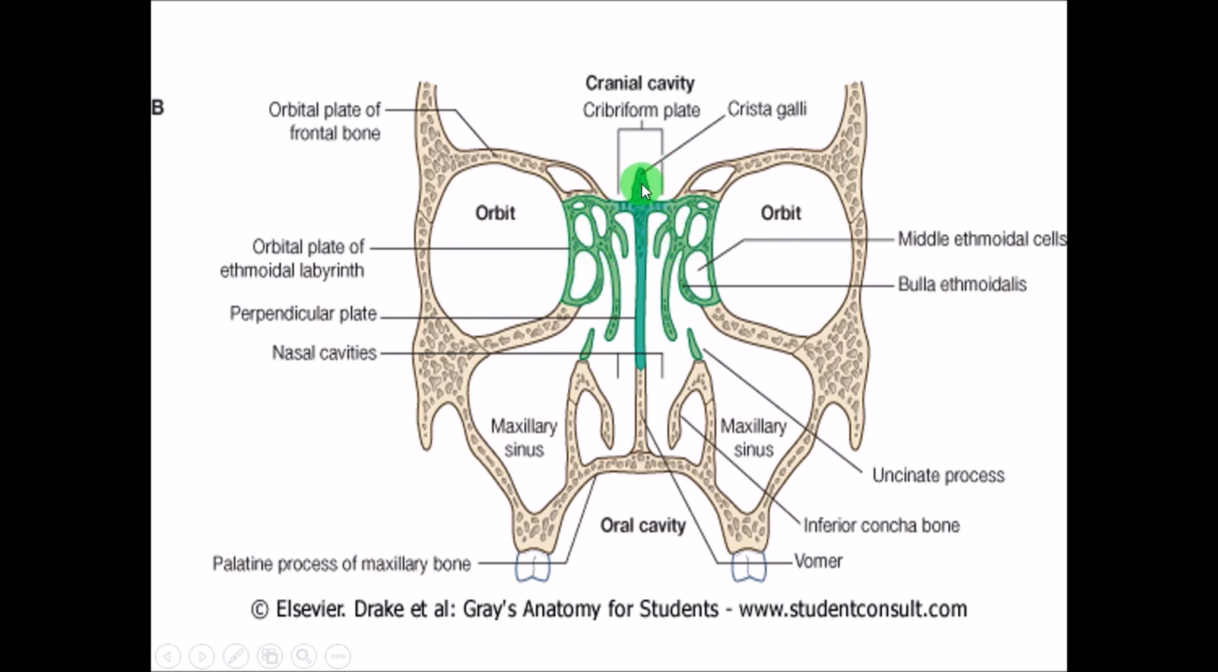So this is the cribriform plate of the ethmoid bone, and this is the crista galli of the ethmoid bone. This is the perpendicular plate of the ethmoid bone. And these are the spaces where the ethmoidal air sinus will be present on either side.